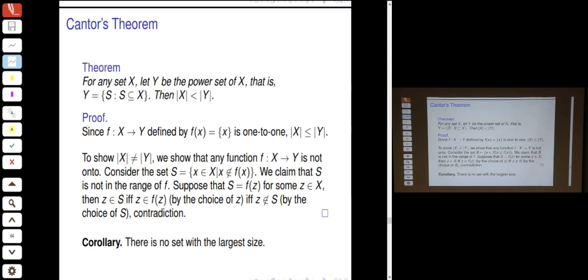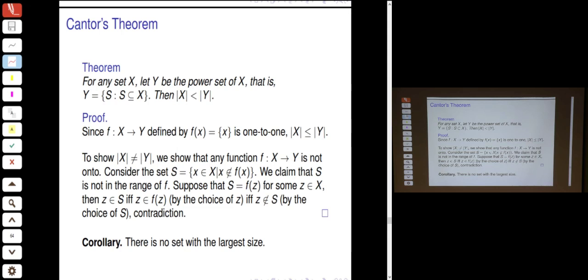So how do we show that? This is a very small proof by contradiction. Suppose you don't miss it. Suppose S was hit by f. So there will be some element z from the domain, from capital X, so that f of z is the set S. Suppose it is in the range, you hit it. There will be a z from the domain so that f of z is the target. So f of z is S.